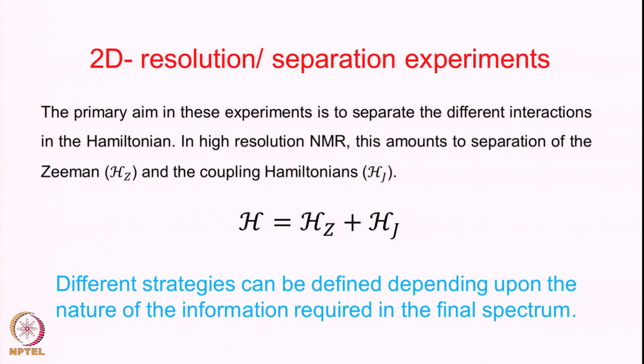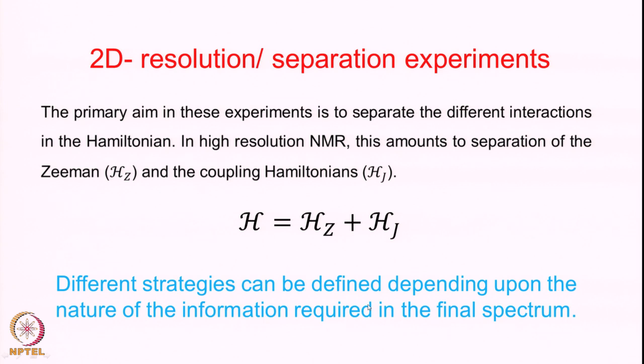So let us first look at 2D resolution and separation experiments. The primary aim in these experiments is to separate the different interactions in the Hamiltonian. We are talking about high resolution NMR here. In high resolution NMR, the Hamiltonian consists of two terms: one is HZ and the second is HJ. This is the Zeeman Hamiltonian, and this is the J coupling Hamiltonian. The Zeeman Hamiltonian is responsible for the chemical shifts, and the J coupling Hamiltonian is responsible for the couplings. Now different strategies can be defined depending upon the nature of the information required in the final spectrum.